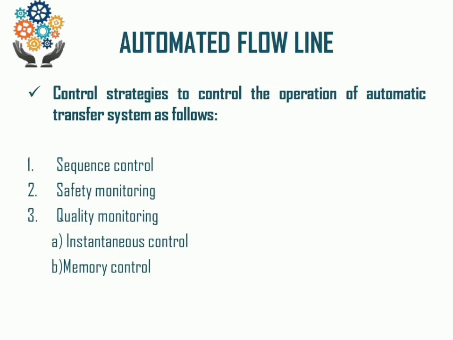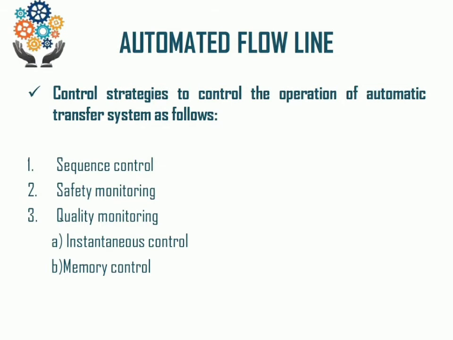Then safety monitoring is necessary; without safety monitoring, we cannot achieve efficient or effective movement or effective processing of the automated flow line. Then quality monitoring: the movement of the product at the required time is very important. Then it requires instantaneous control and memory control. Memory control is to maintain the data.